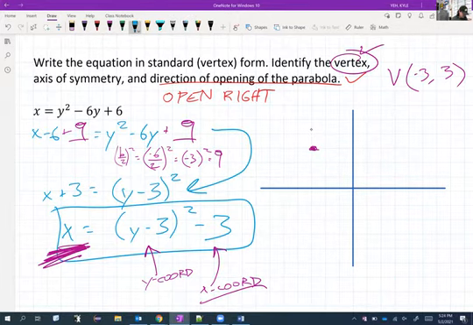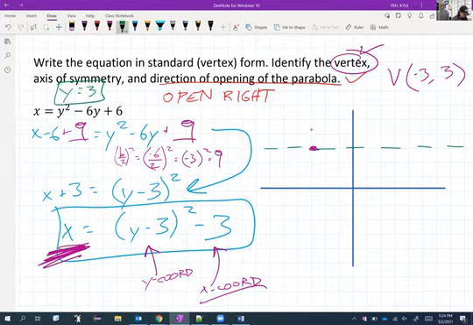Because of that, I know that my axis of symmetry, I'll use green, which is that line that cuts straight through the middle of the parabola, will be that line right there, because again, we know it's going to open to the right, looking something like that. So what does that mean? Axis of symmetry, horizontal line, looks like y equals 3. y equals 3 is that axis of symmetry.